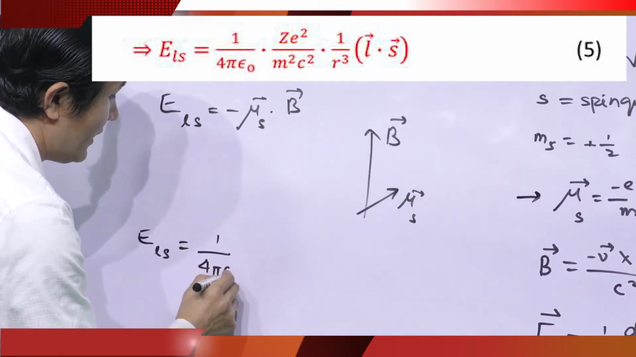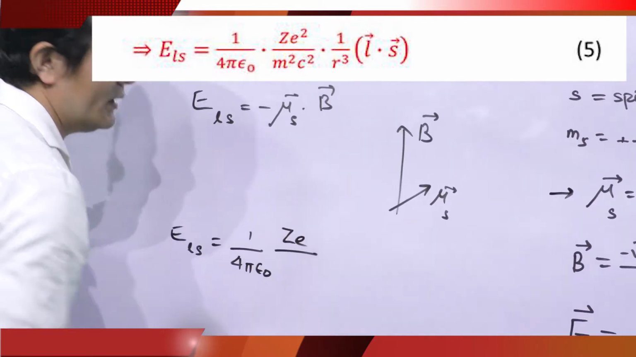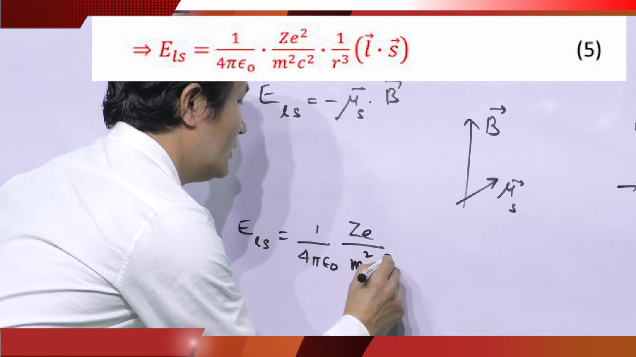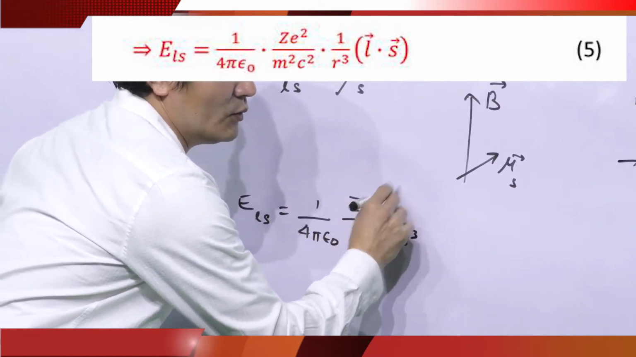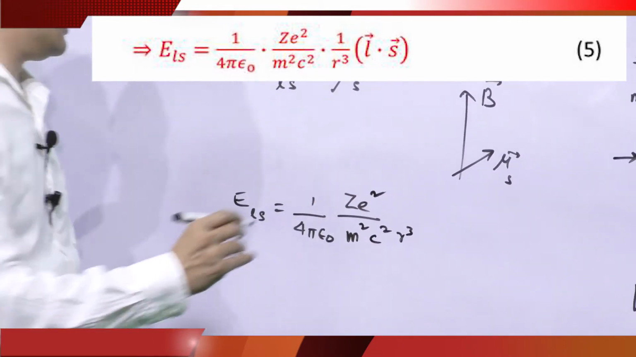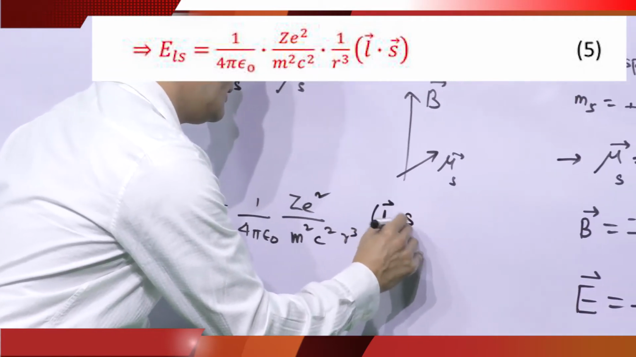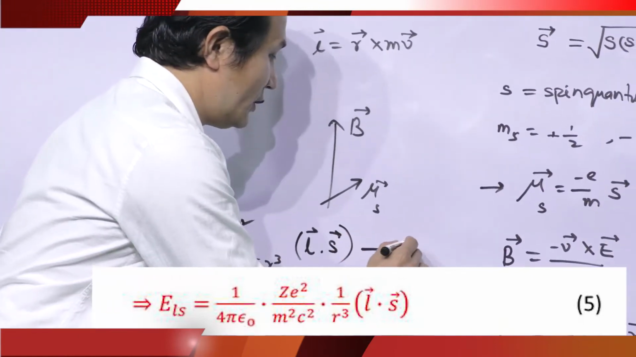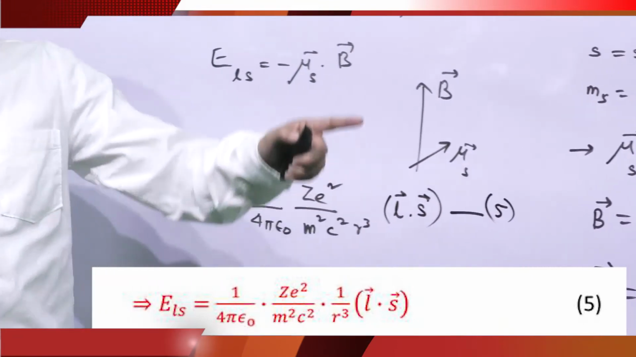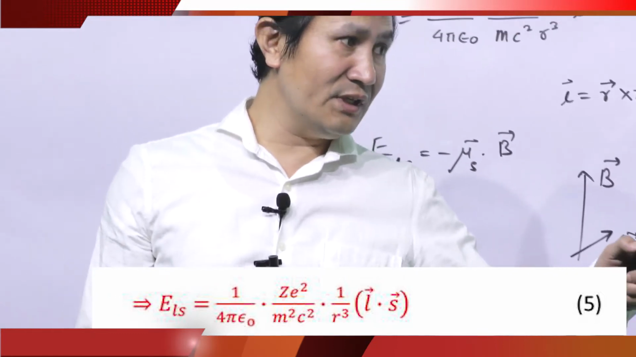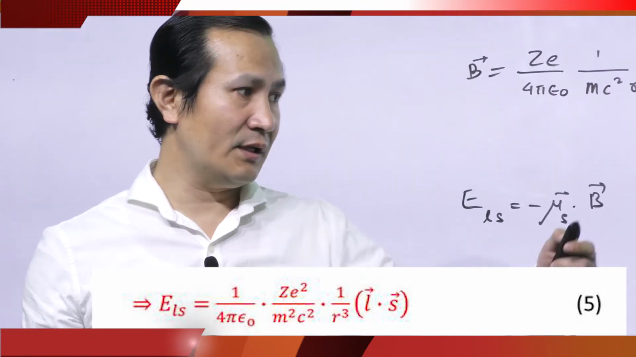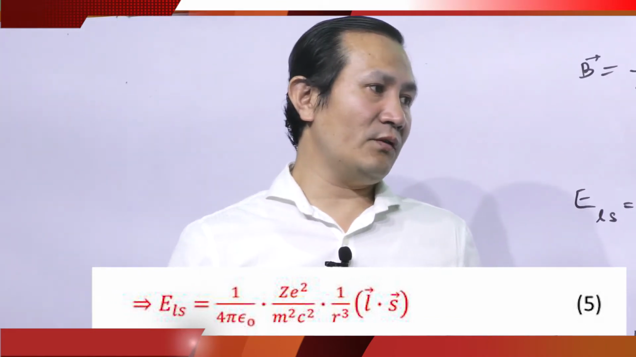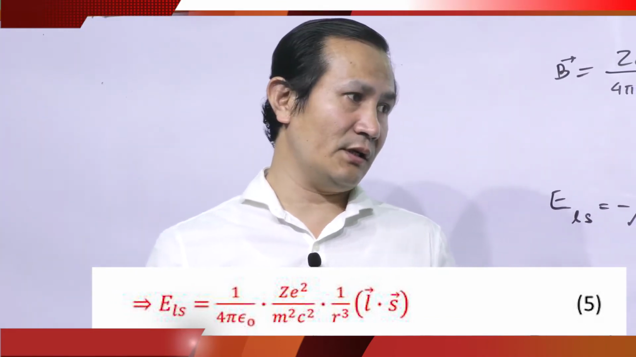1 by 4 pi epsilon naught, Z e by m square c square r cube. I think e square should be here, times L vector dot S vector. So this is the thing, and I've given it as equation number 5. So up to the derivation of equation 5, we were using the non-relativistic case. So in the present case, what we have to do is that we cannot neglect this relativistic effect.